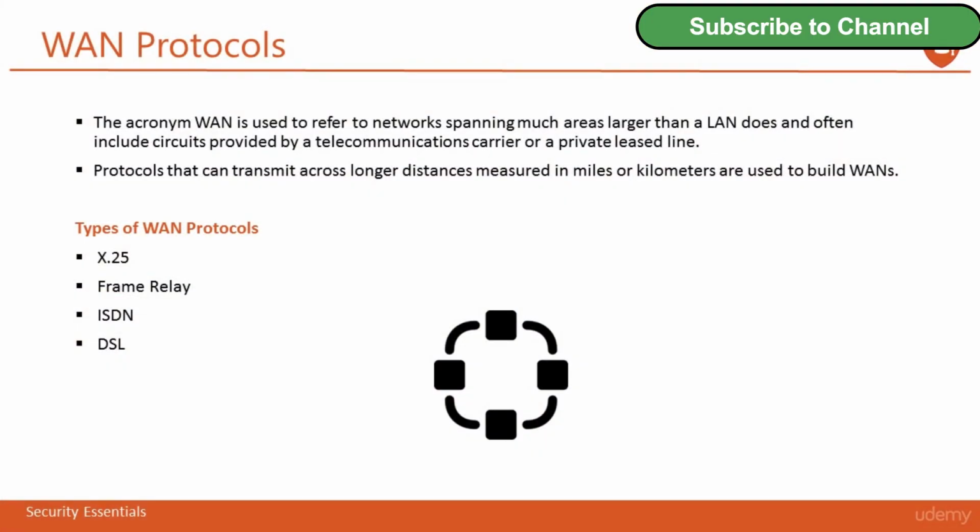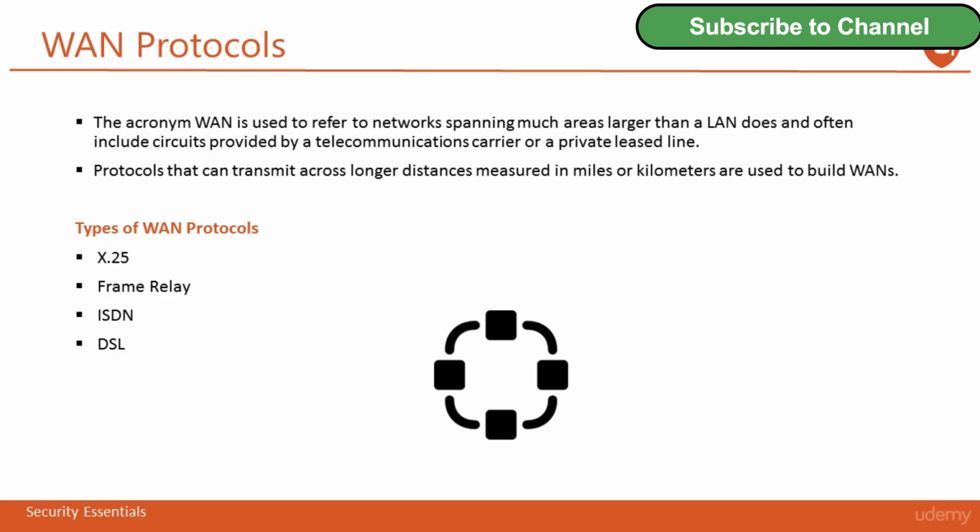Next is WAN protocols. We have understood LAN protocols, now we are on WAN protocols. The acronym WAN stands for Wide Area Network, and it's used to refer to networks spanning much larger areas than a LAN, and often includes circuits provided by a telecommunication carrier or a privately leased line. Protocols that can transmit across longer distances, measured in miles or kilometers, are used to build WANs. When we want to communicate in different locations, then we use wide area networks. So when we need to transmit across longer distances measured in miles and kilometers, then we use WAN technology or WAN protocols. Types of WAN protocols are X.25, frame relay, ISDN, and DSL.